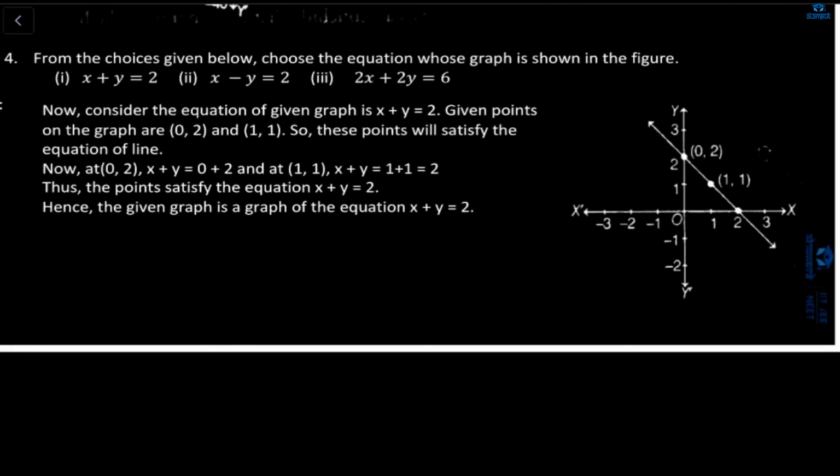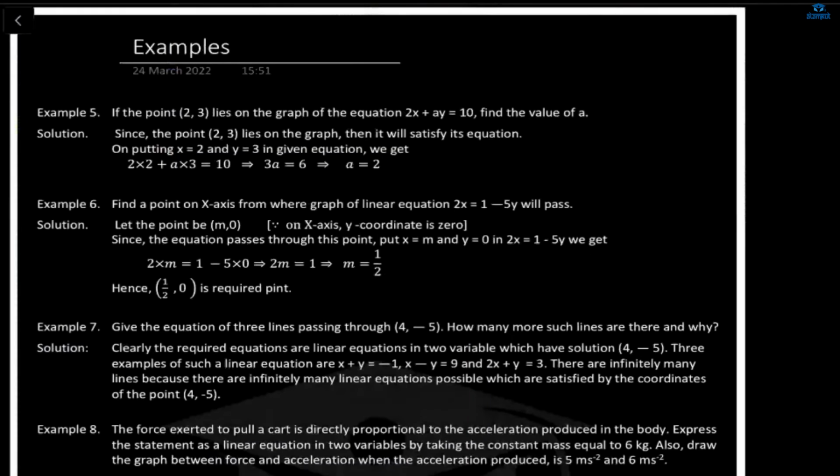Ma'am, the first equation satisfies for all the points. Yes, the first equation satisfies all the points and the rest 2 are not satisfied. So in this type of question, you have to check the points and see in which equation LHS is equal to RHS. The equation which gives LHS equal to RHS, that equation satisfies the graph, or that is the equation for the given graph. Understood, everybody? Any doubt in this question? No, ma'am.